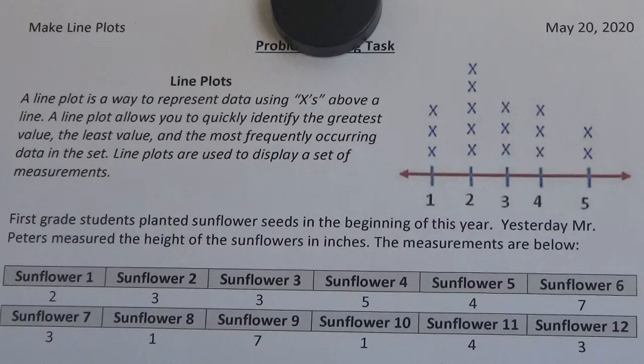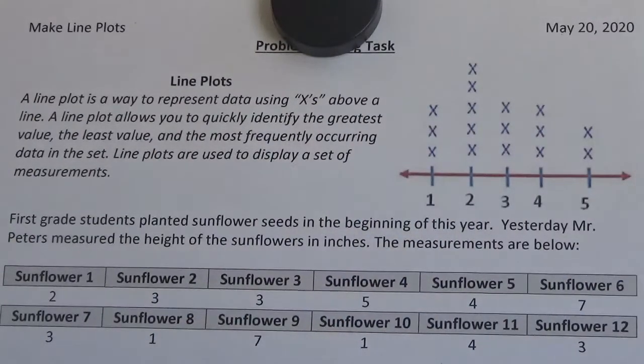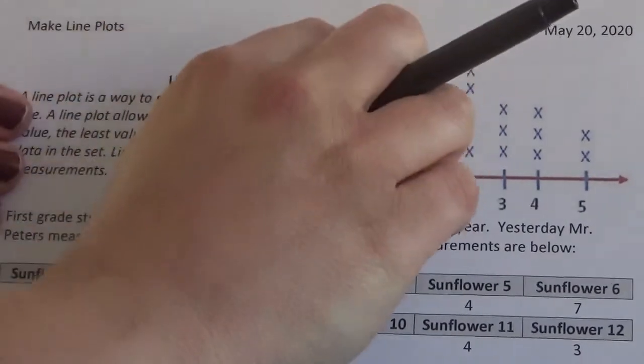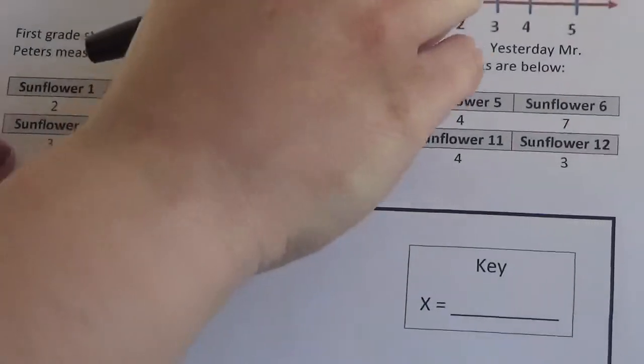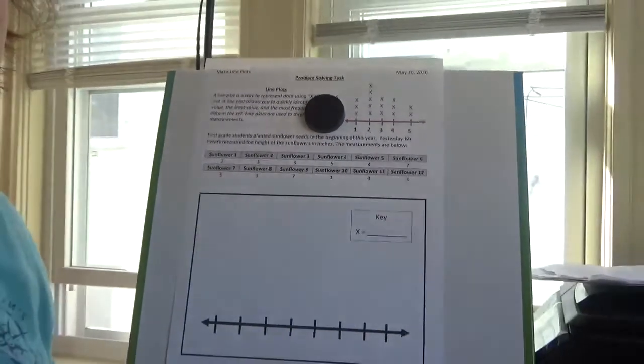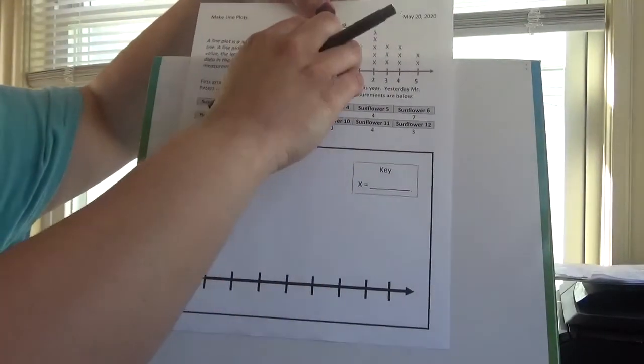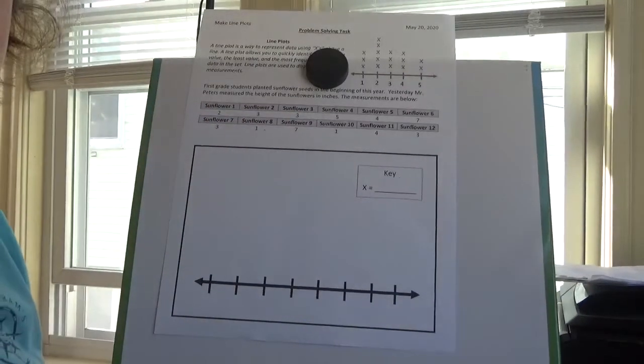So our job today is going to be to look at some measurement data and to create our very own line plot. So by the end, we're going to have something that looks like this. In order for you to get ready to do this, you're going to need to make sure that you have a piece of paper and a pencil or something to write with. I'm going to zoom in here too to what the rest of my problem solving task looks like.